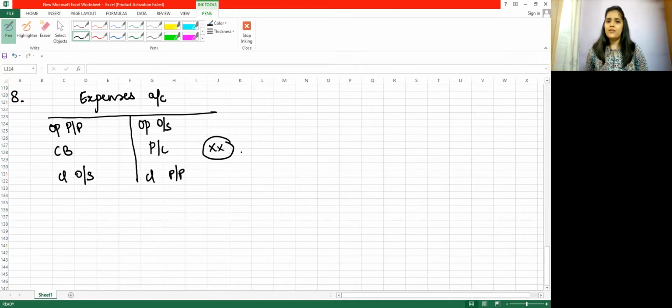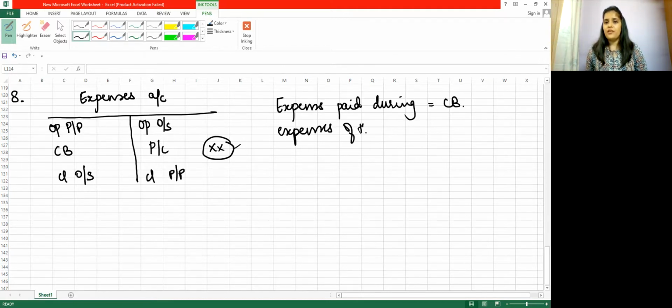Okay, so this P&L will be the balancing figure. Now if the statement says expenses paid during the year, therefore this means this is cash bank. If the question says expenses of the year, this means they have given the P&L figure, and this time cash bank will be your balancing figure.